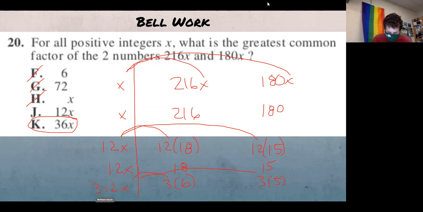I'm running out of space. I'm just going to try to squeeze this in at the bottom. So 36x, and what's left over is 6 and 5. There's no other common factor between 6 and 5, so I am going to call that good. So 36x is the biggest factor that's common between both of those that I can pull out.